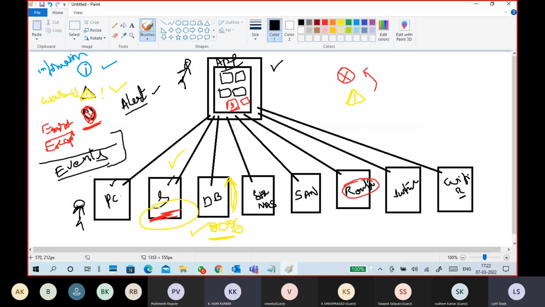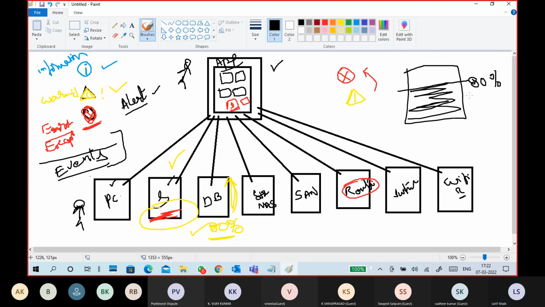Sir, threshold means error, sir? Threshold means level. Like I have a tank. I put some water in it, and it is full. So I said, when it reaches 80%, tell me. So what does it mean? Threshold. It's a level.